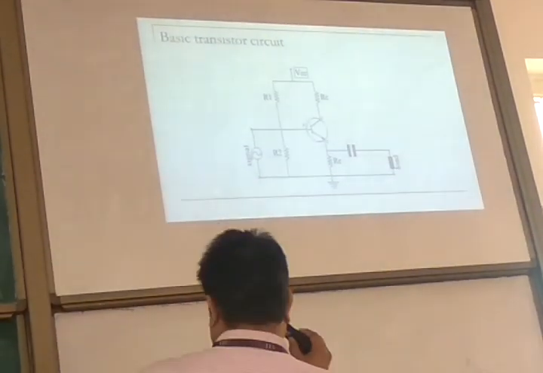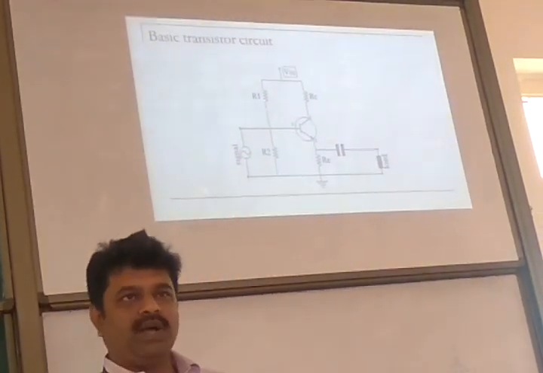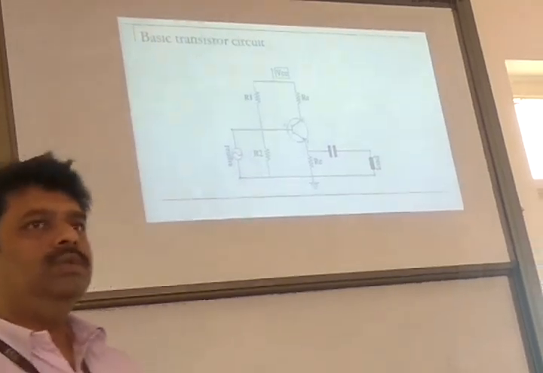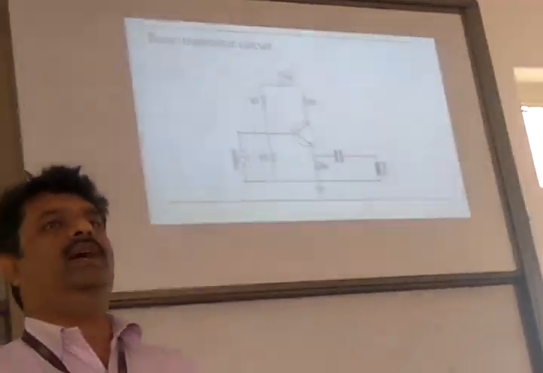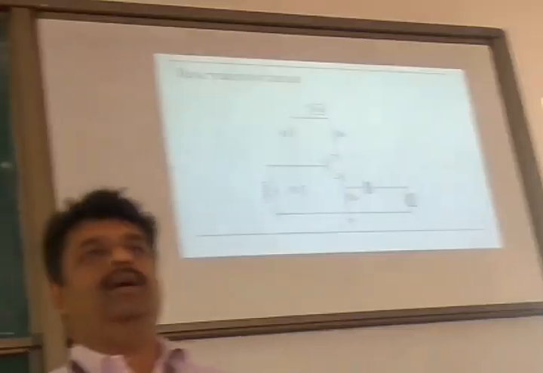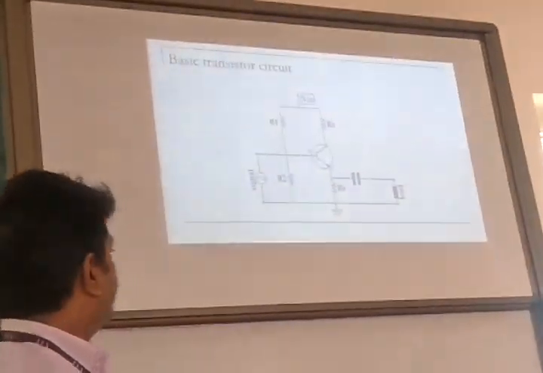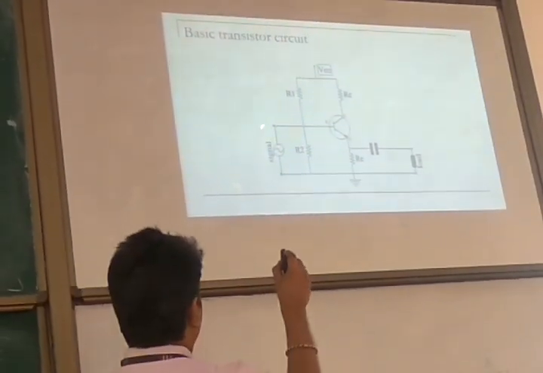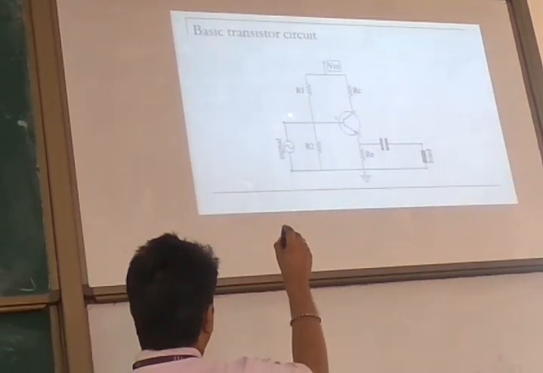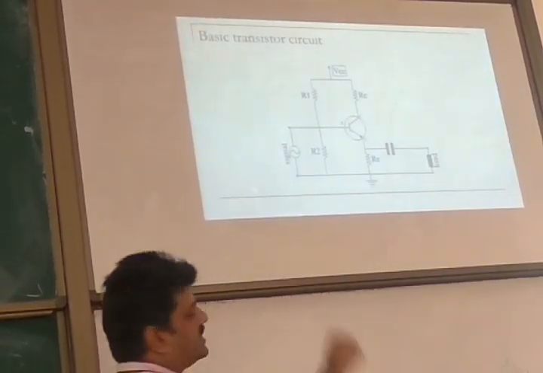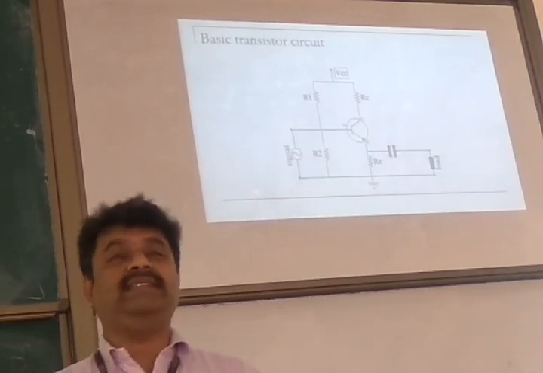Now, in fact, in today's class, the objective is how to use a transistor in the circuit and build an amplifier out of it. Okay. So you see, there is a signal. There is a weak signal that is to be amplified. This is basically an AC signal.